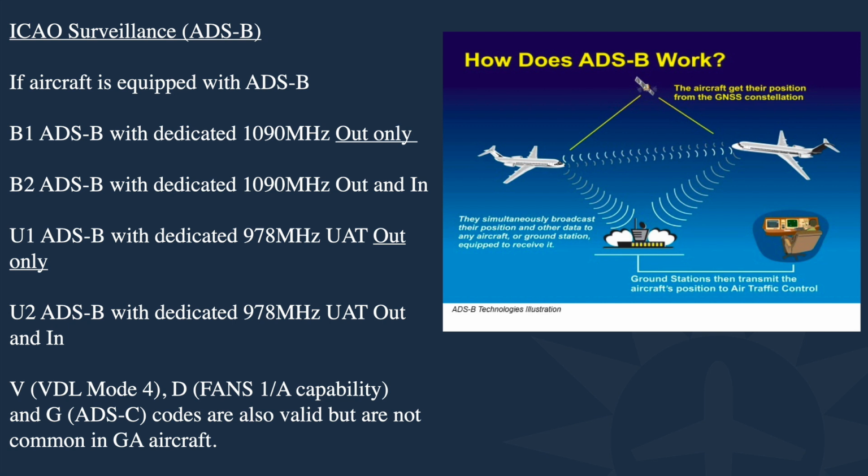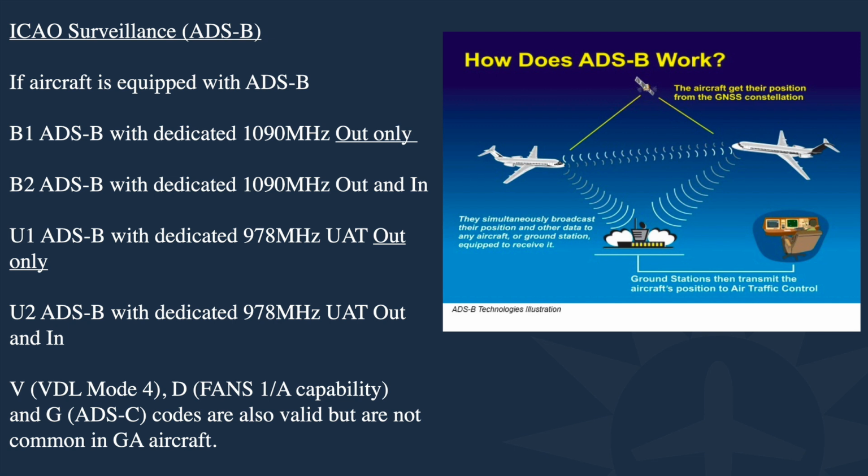Now, the numbers after the Bravo and the Uniform code indicate whether you are out only or out and in. ATC really only cares if you can transmit out. If you're out and in, that's great. But they really only care if you are out. So if you are equipped with an ADSB unit that is out only and it's a 1090, you would put a Bravo 1. If you were out and in transmitting on 1090, you would be a Bravo 2. Same thing with the Uniform codes.